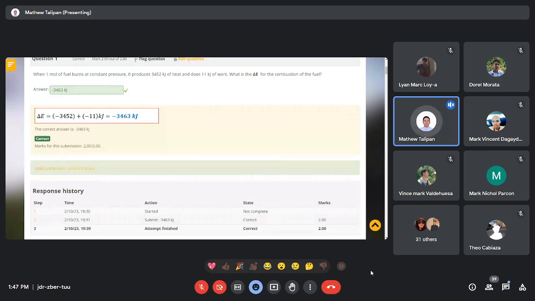But before you can access the thermochemistry, I'll just go over the problem sets and the discussions. So an example would include, let's say, this one.